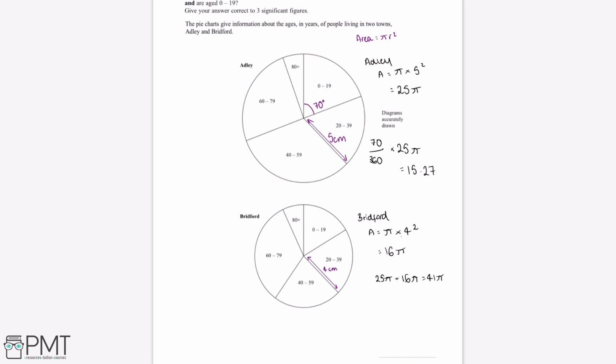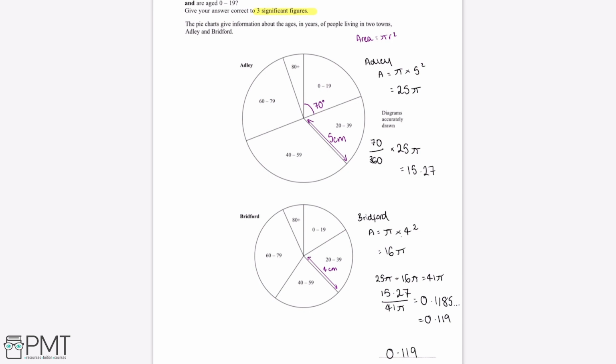So now the final thing we need to do is 15.27 divided by 41 pi, and this gives us an answer of 0.1185, and so on. Now this question wants us to give our answer correct to 3 significant figures, so we're going to want to round 0.1185 up to 0.119. And this is our final answer.